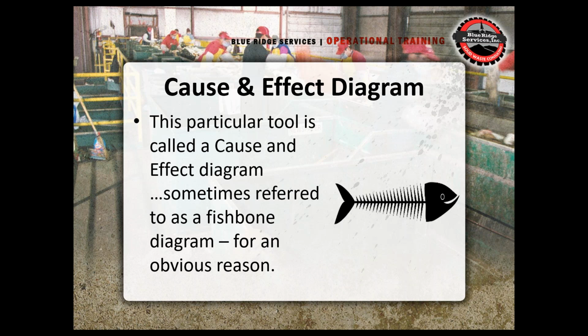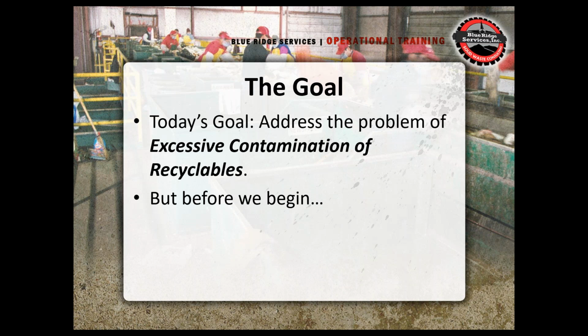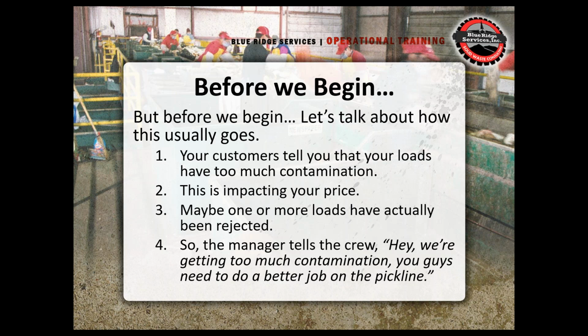So one particular tool that we use when conducting a core assessment is a cause and effect diagram. Sometimes that's referred to as a fishbone diagram. In a couple minutes, you'll see why it might be called a fishbone diagram. In this example, the goal is today's topic, how to reduce contamination, or we have a problem of excessive contamination of recyclables. But before we begin, let's talk about how this usually goes.